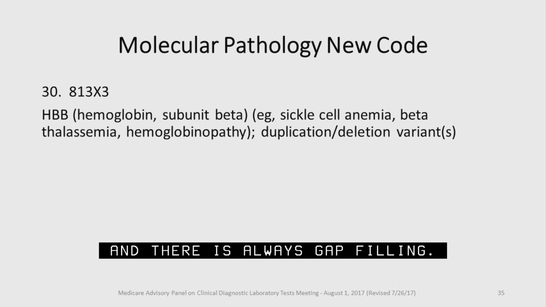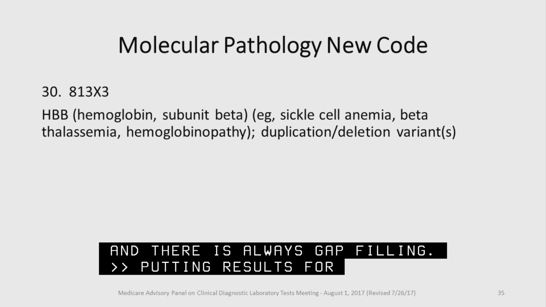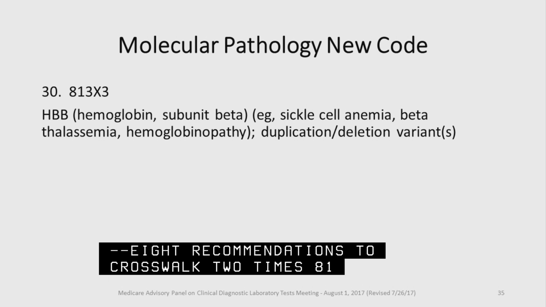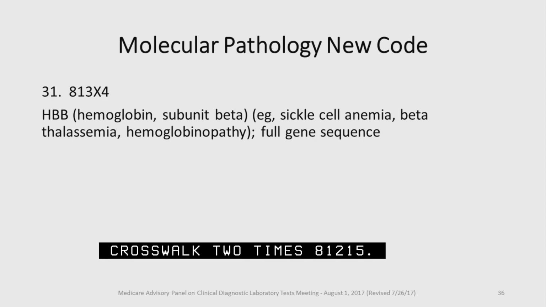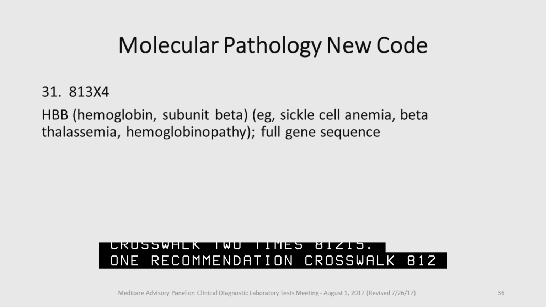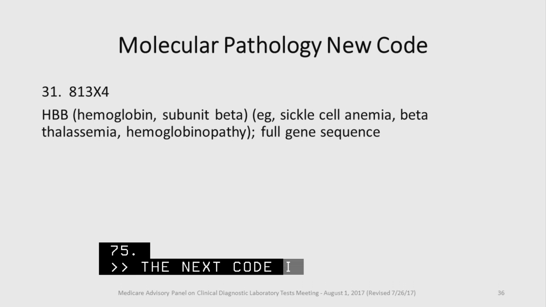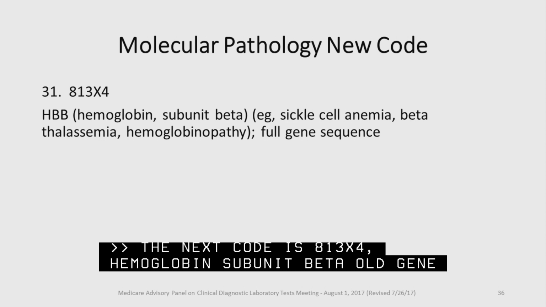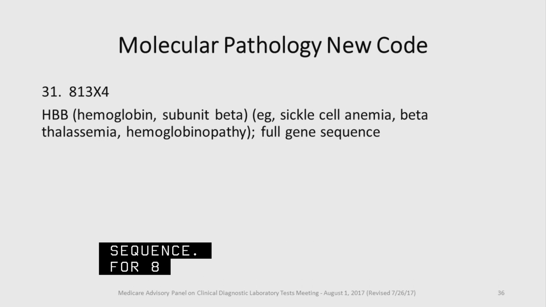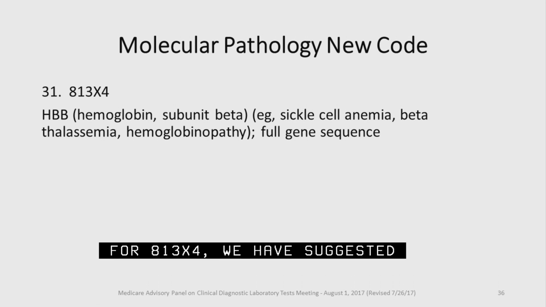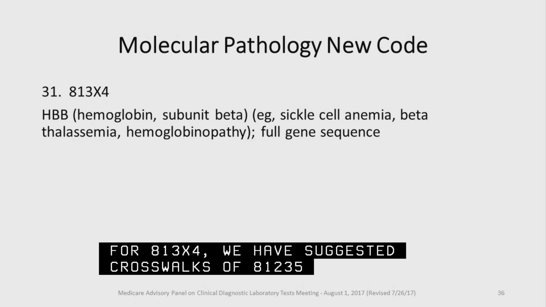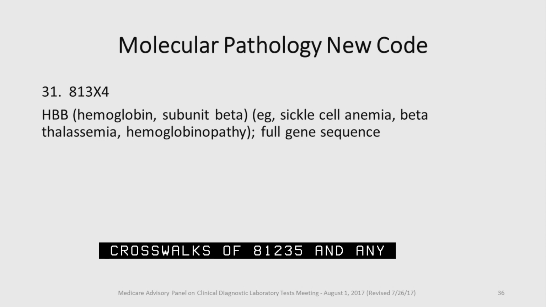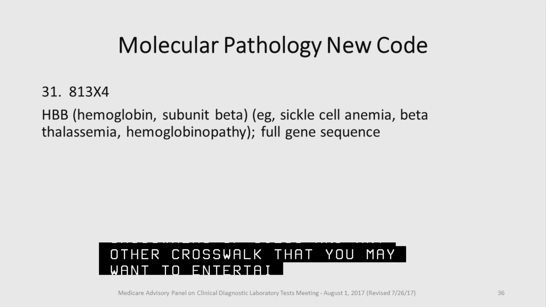Voting results for 813X2. 8 recommendations to crosswalk to 2 times 81215. 1 recommendation to crosswalk to 81275. So the next code is 813X4. It's the hemoglobin subunit beta full gene sequence. And for 813X4, we have suggested crosswalk or crosswalks of 81235 and any other crosswalks that you may want to entertain as the panel. Any discussion? Any questions? Okay.